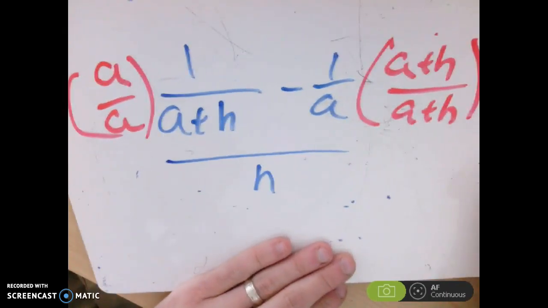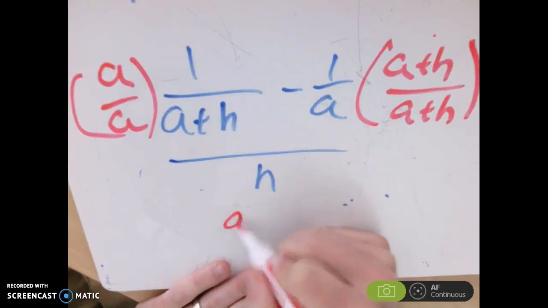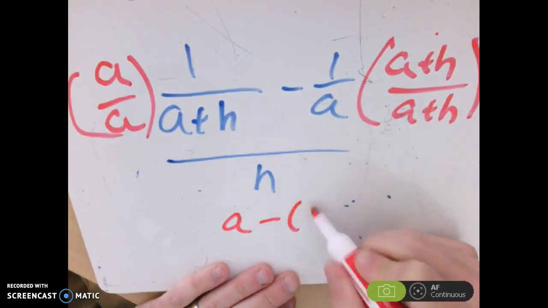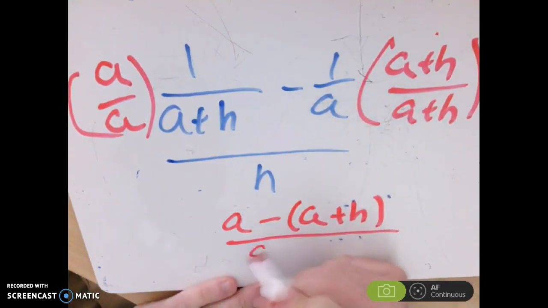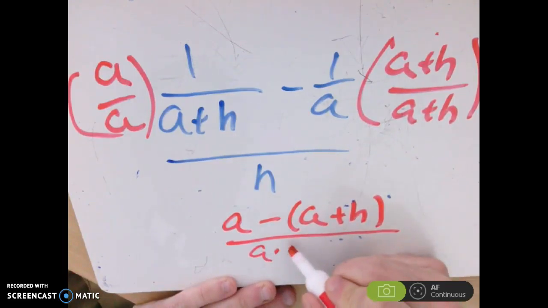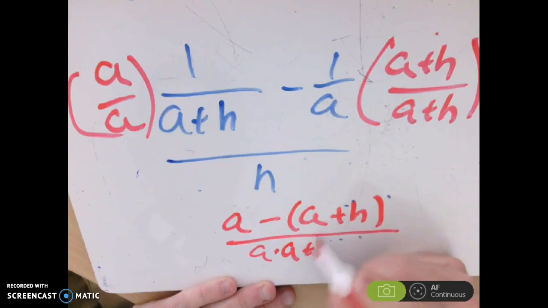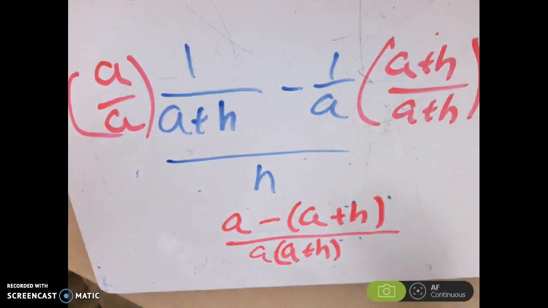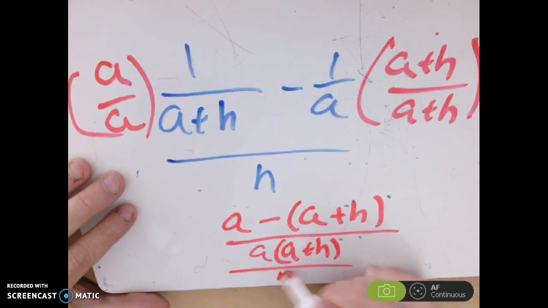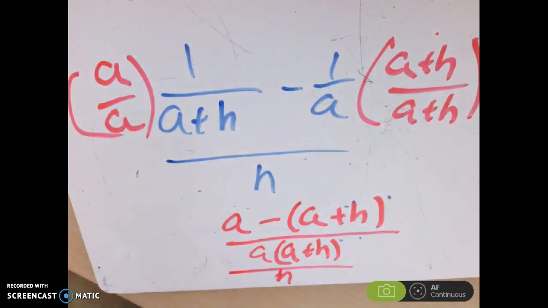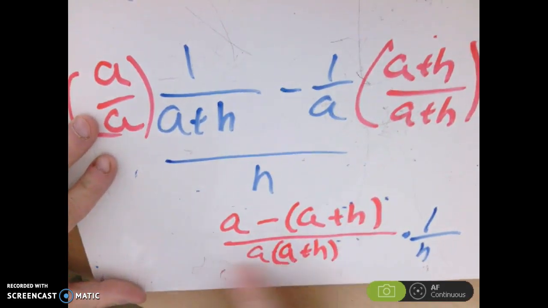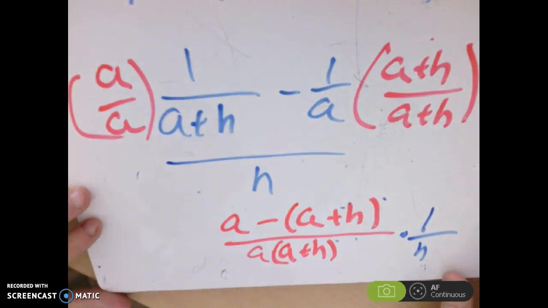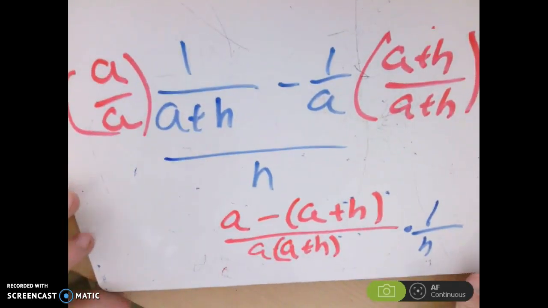Okay. So this is going to be a minus a plus h all over a times a plus h. And then this is, once again, all over h. But a different way to write over h is to say, well, over h is really the same as times 1 over h, right? So I'll just erase that. And now I can do some simplifying.